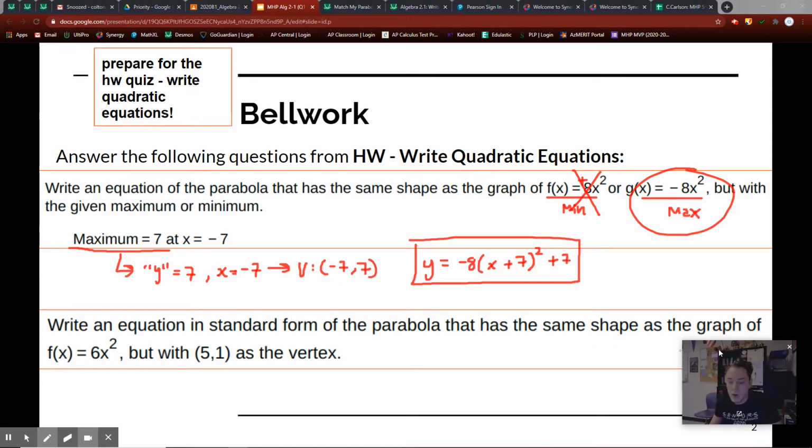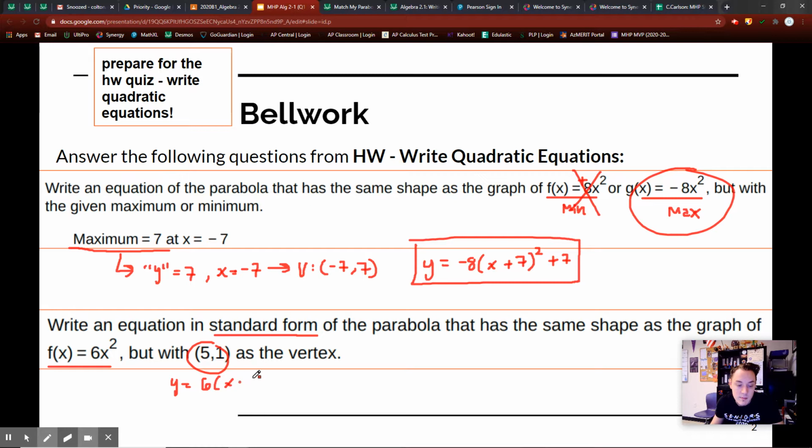Now let's write this equation. Write an equation in standard form. This is in standard form. Okay, so I probably didn't do that on the video. Darn, I just skipped past it. I probably put it in vertex form, yeah? In the last video, I'm thinking, did I put it in standard form? I don't think I did. I think I put it in vertex form, but that's okay. So I'm going to show you in standard form here. The standard form of the parabola that has the same shape as the graph f of x equals 6x, and then this is my vertex, so that means y equals 6 times x minus 5 squared, plus 1. So it's that simple, but let's put it in standard form here.